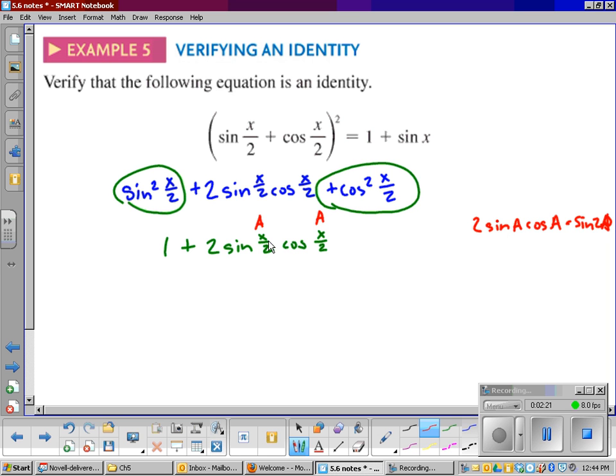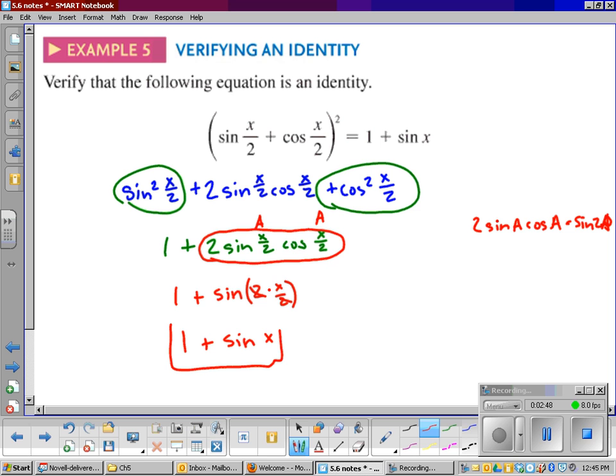So our A just happens to be a half angle, but that double angle identity, when I take this whole thing together, still applies. So I've got 1 plus sine of 2 times A, which is x over 2. If I simplify inside this group now, I have 1 plus sine of x, because these 2's are going to reduce. And 1 plus sine x looks just like the other side, and so this identity is verified.